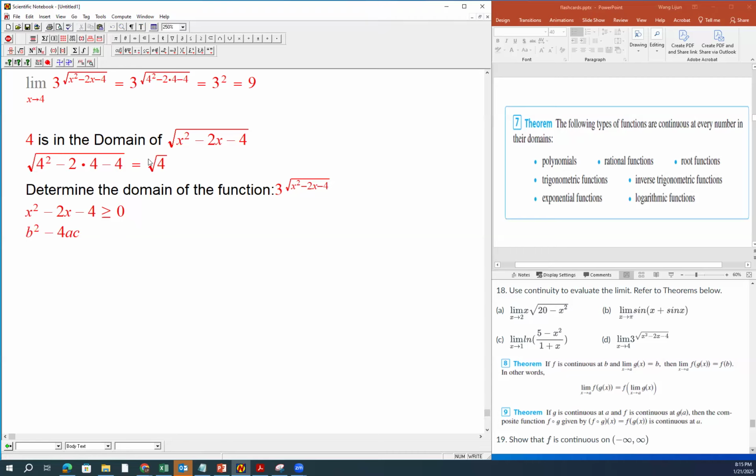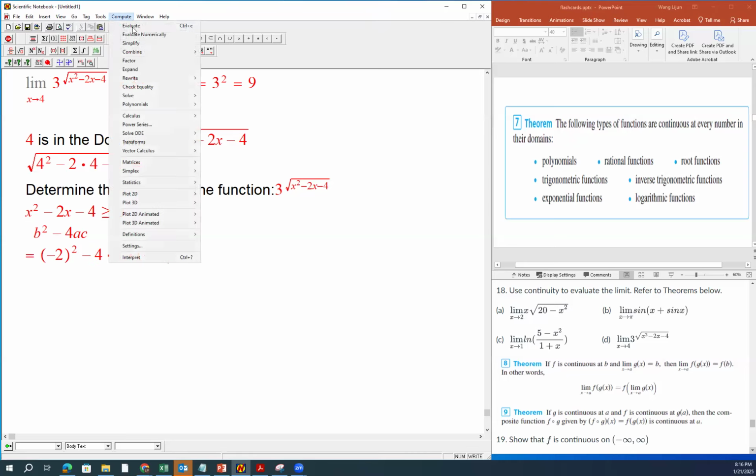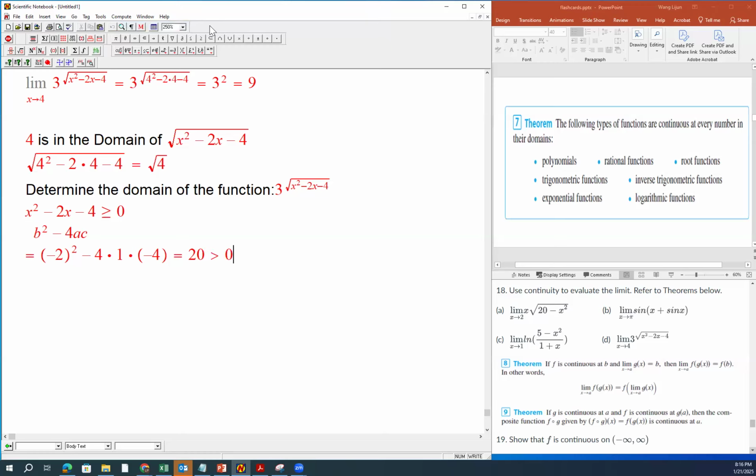Okay, so what would that be? b is negative 2, squared, minus 4 times 1, which is a, and c is negative 4. This is a positive 4, and this is a positive 16. So the whole thing, if you evaluate it, is positive. Okay, so we can find the two roots.